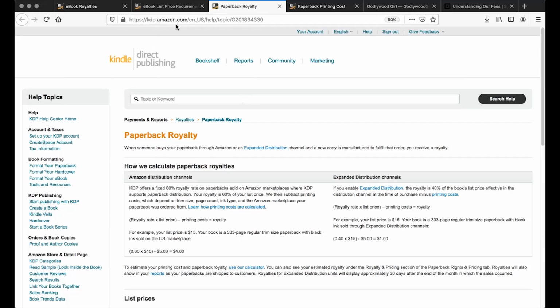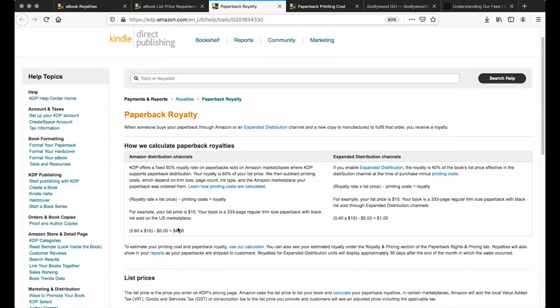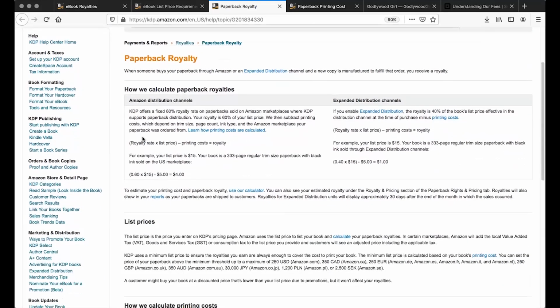If you go to kdp.amazon.com/en_us/help/topic/ this long URL that I'm not going to read out loud, you see the calculator right here. We're going to just do it through the regular Amazon distribution channel. So you'll see KDP offers a fixed 60% royalty rate. So royalty rate times list price minus printing cost equals royalty.